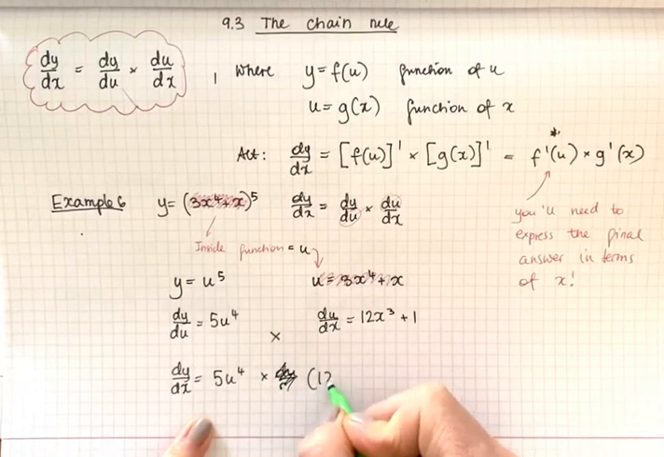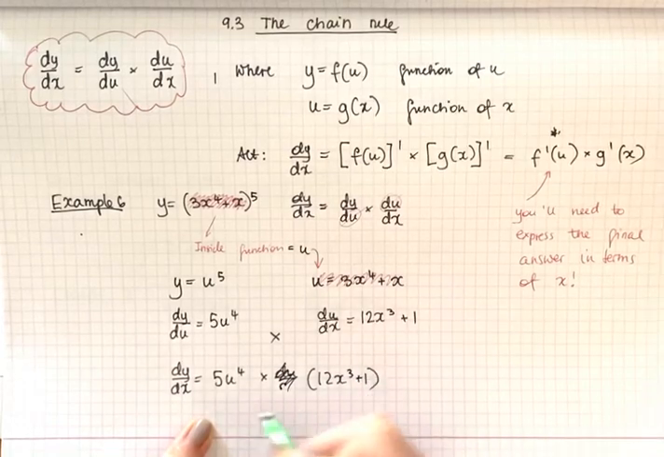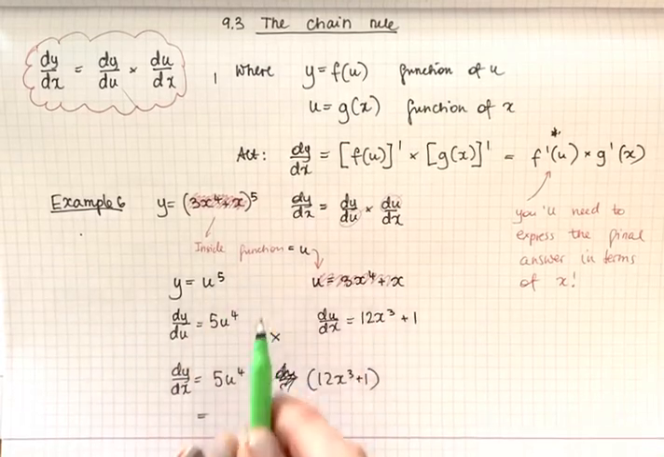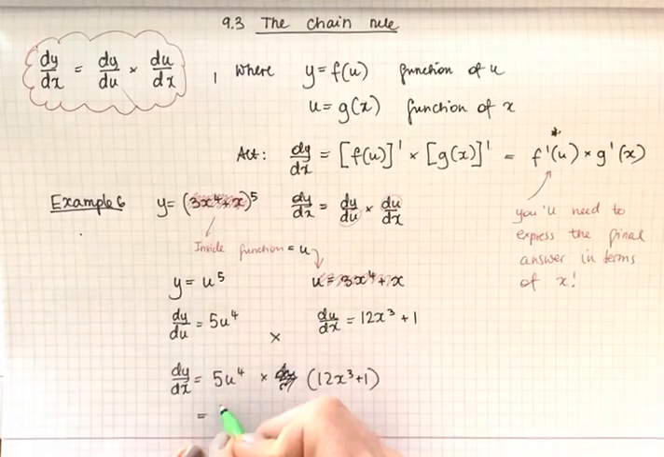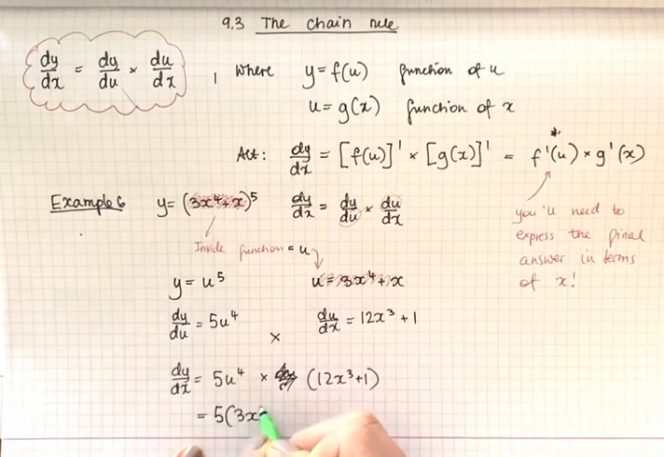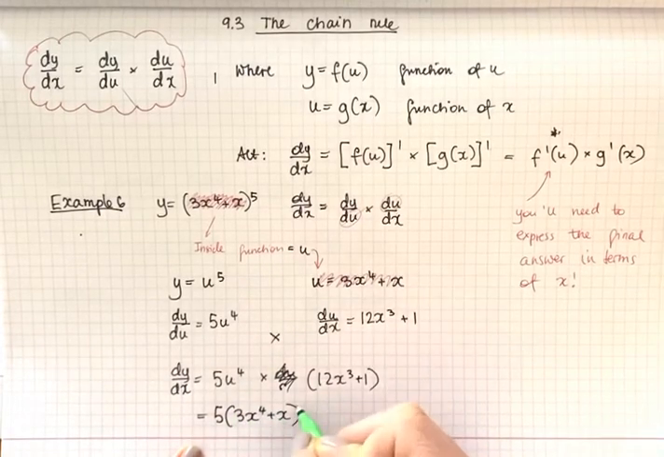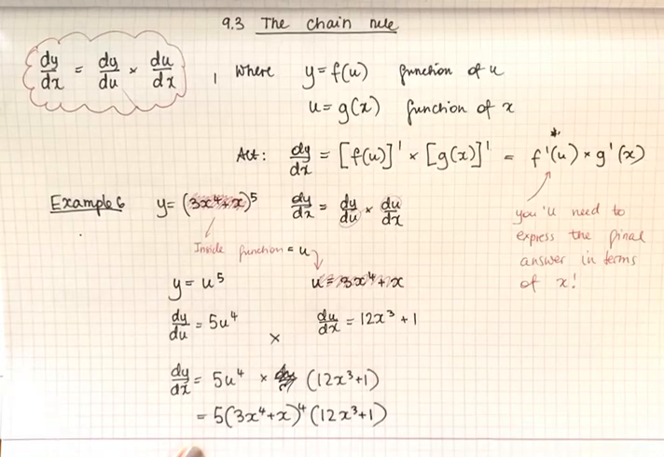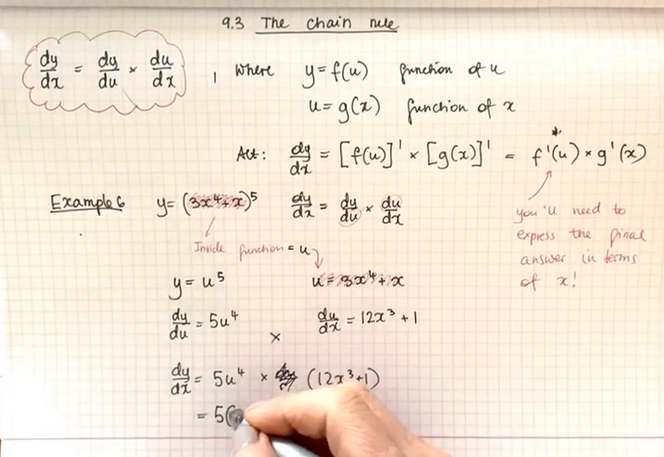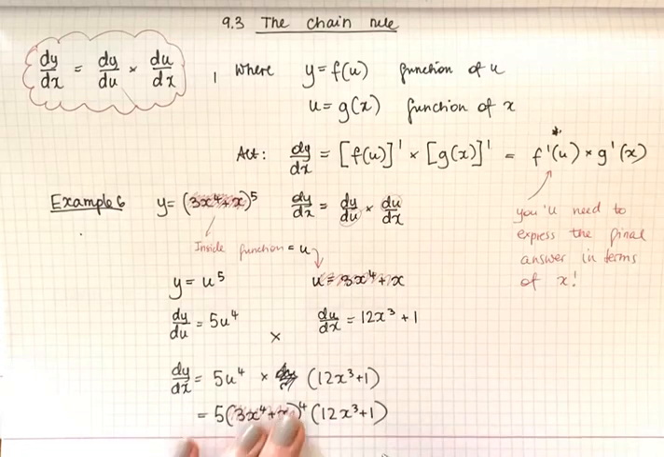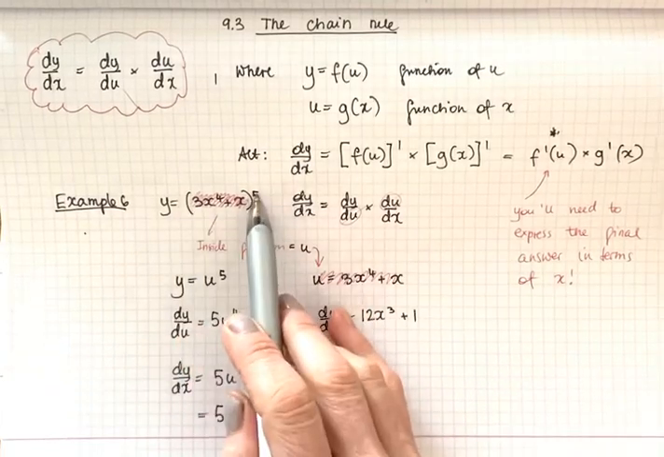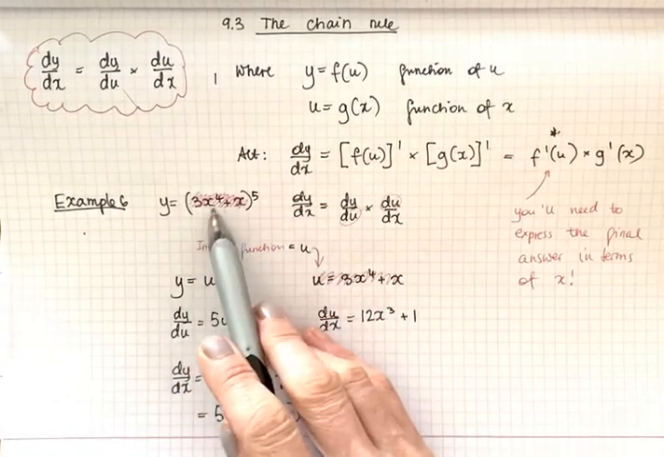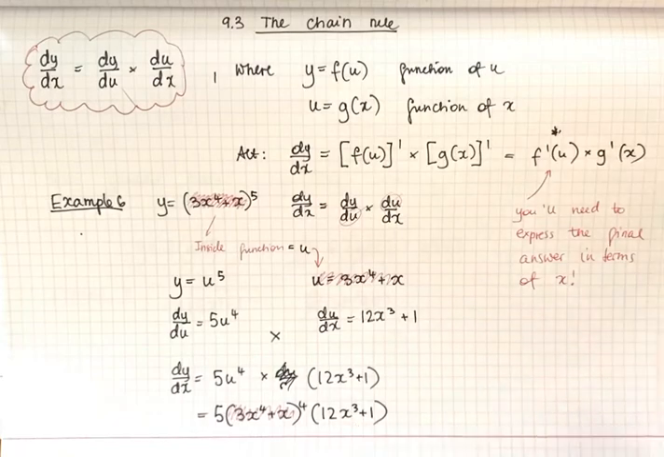I said I want to do 12x cubed plus 1. Okay, but what have we got here? We've got u's, and we need to return back to our x's. So our u is 3x to the power 4 plus x, and then 12x cubed plus 1. So I've used the 5 times our bracket to the power 4. So 5 comes down, reduce the power by 1, and then you've got the bracket to the power of 4, followed by the bracket differentiated.